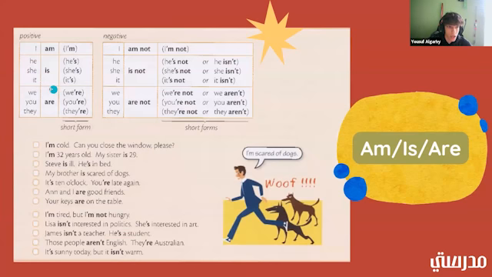So here we have I am. And as I said, combined, I am is I'm. Then we have he is, which combines to he's. She is, which combines to she's. It is, which combines to it's. Then we have we are, which combines to we're. You are, which combines to you're. And they are, which combines to they're.